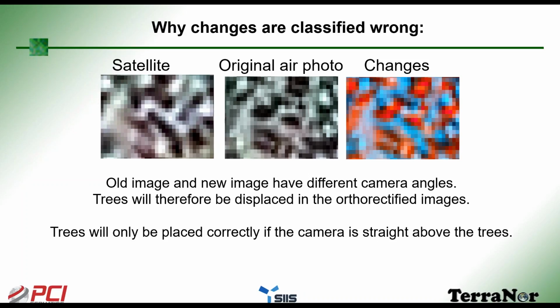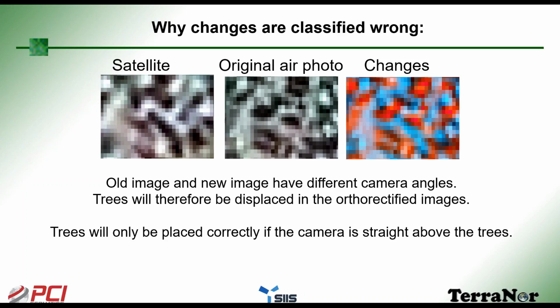We have to remember how these data were captured. The first image to the left is a new satellite image. We have zoomed in over some trees. If there are any foresters out there, you'll probably recognize that these are spruce trees. They look like this, right? And then we have the original air photo. And then we do the change detection.